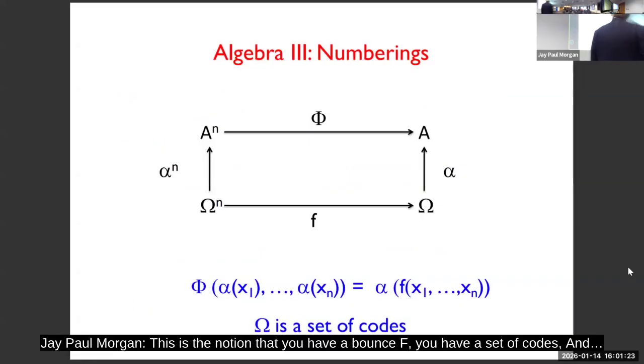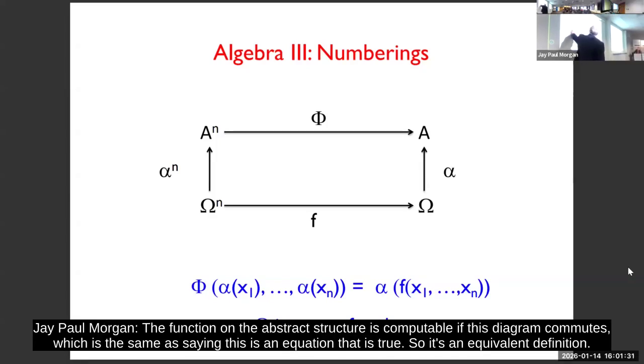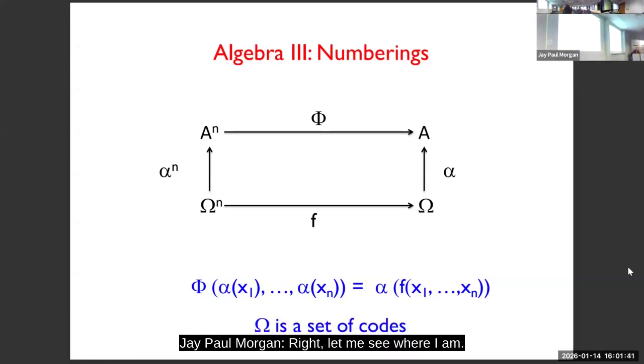So there we are. And this is the simple notion. This is the notion that is out of Malsev. You have a set of codes, and the function on the abstract structure is computable if this diagram commutes, which is the same as saying this is an equation that is true. So it's an equational definition.